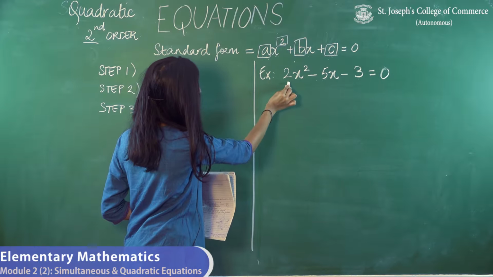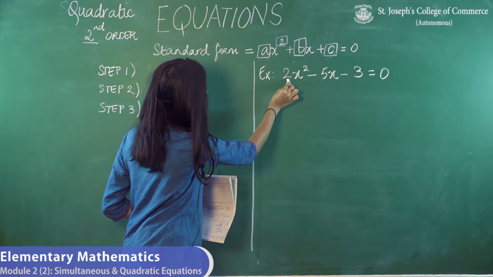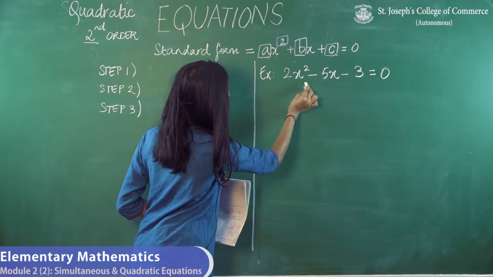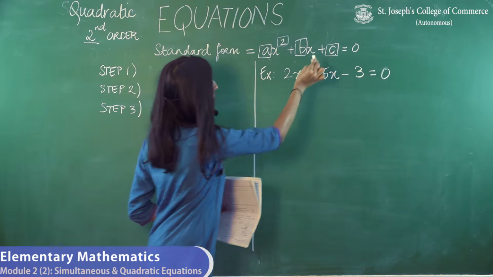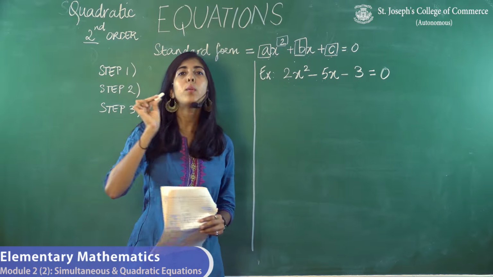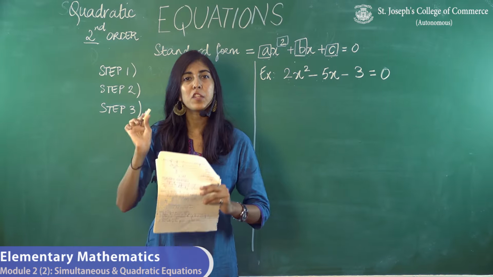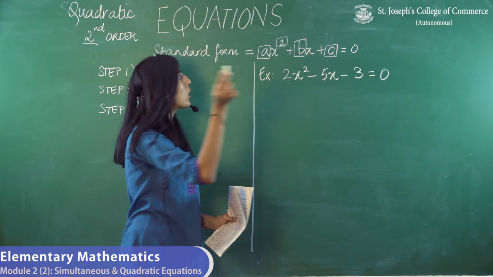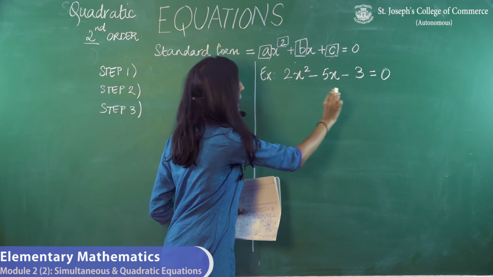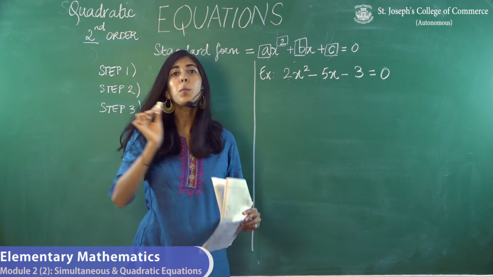In this question, if you notice on the example, a is equal to 2, b is equal to minus 5 because it has a negative sign attached to it, and c is equal to minus 3. Always consider the signs attached to it. If it is plus, as per the formula, it will go directly as c. But if it is minus 3, c will be equal to minus 3.